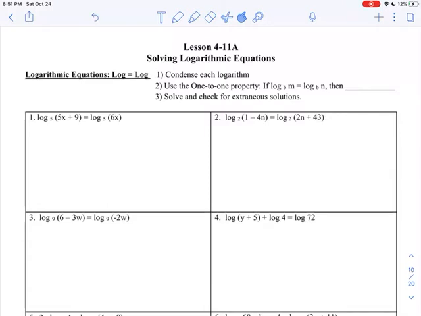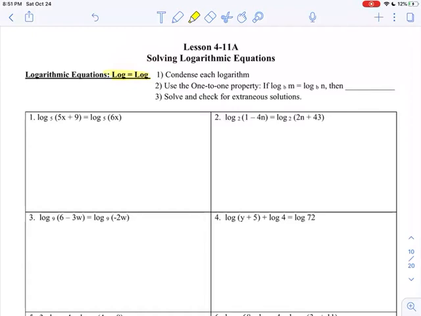Lesson 11 was kind of long, so I separated it into two lessons for us. We're going to be solving logarithmic equations in this lesson. There's two different equations we're going to do. So the first one, we're going to have a log equal to a log.